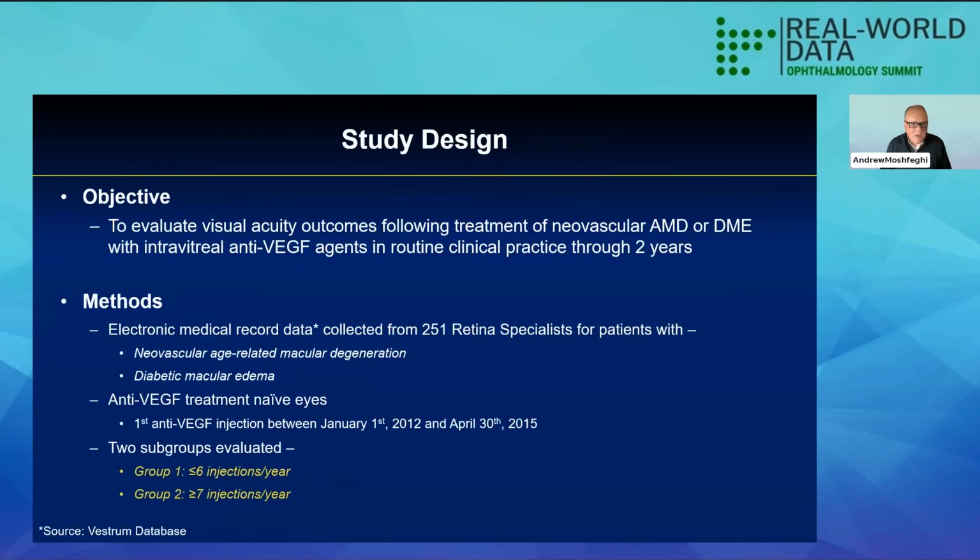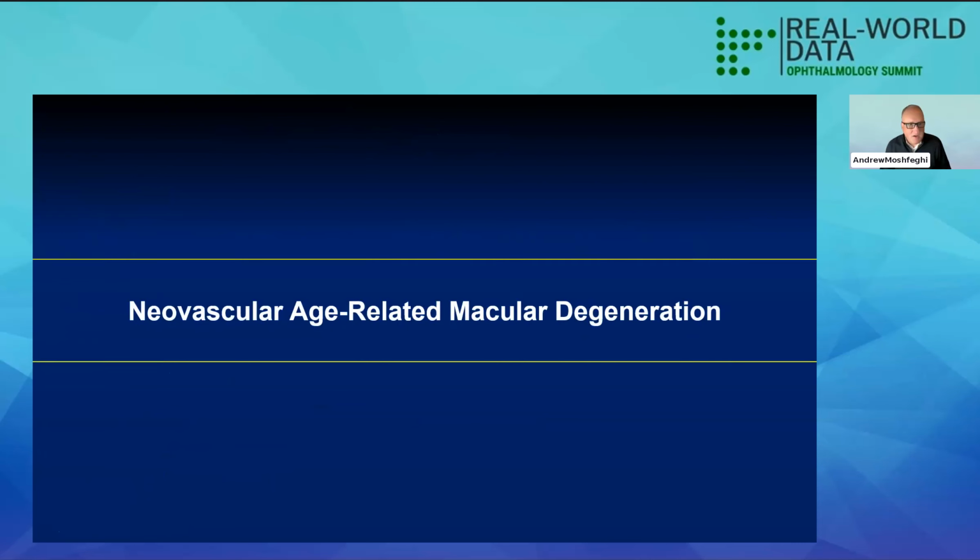So what we decided to do is to look at the Vestrum Health database to evaluate visual acuity outcomes following treatment of neovascular AMD or DME in patients receiving anti-VEGF agents in routine clinical practice with at least 2 years of follow-up. We looked at the Vestrum electronic medical record data from over 251 retina specialists, and patients had to have their first injection between 2012 and 2015. We divided the groups at baseline into those who had less frequent dosing, less than 6 injections per year, or more frequent dosing, 7 or more injections per year.